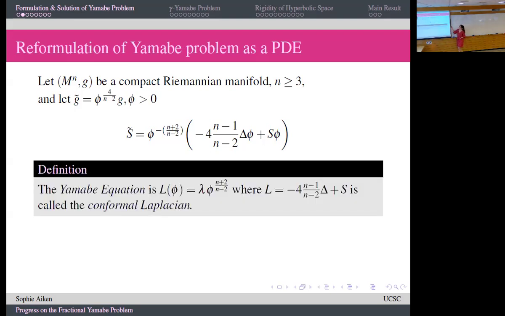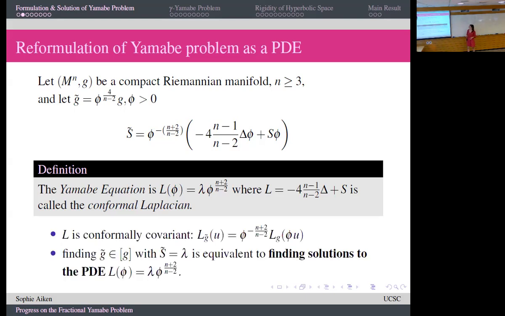Everything inside the parentheses here, we're going to call the conformal Laplacian. If we take this prefactor of phi and multiply it to the other side, we get the Yamabe equation, where if my S tilde is constant, equal to some lambda, then I will satisfy this equation. We want to notice real quick that the conformal Laplacian is so named because it's a conformally covariant operator. And this shows us how this operator changes with a change of conformal factor phi.